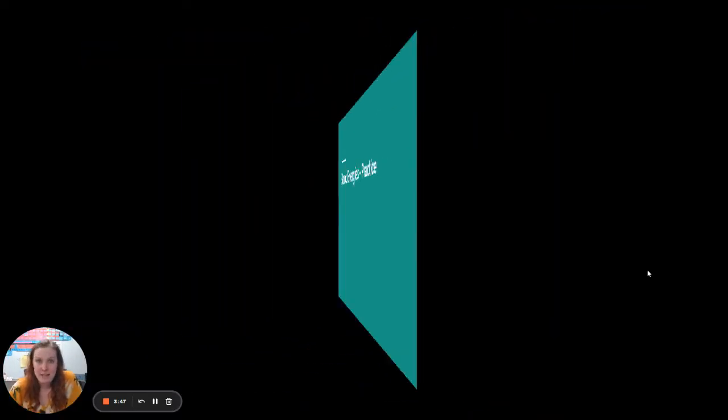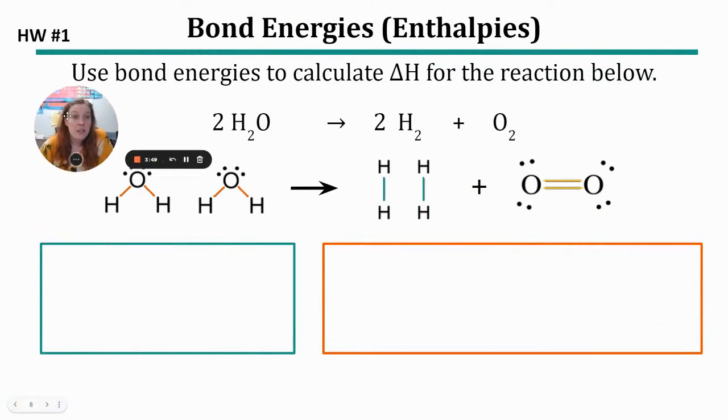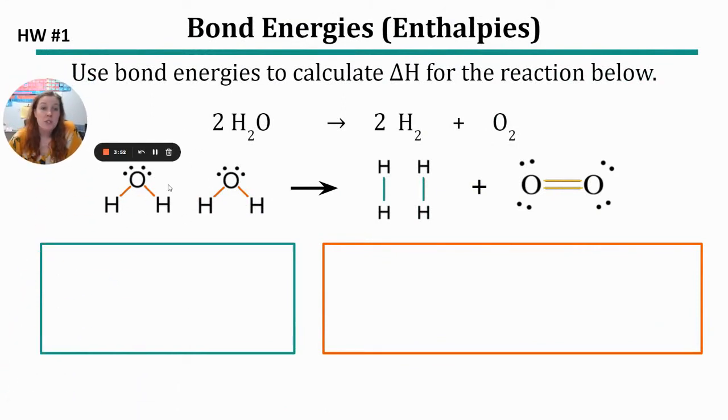So let's try a practice problem. So if we look here, we've got 2 moles of water that will decompose to form 2 moles of hydrogen and 1 mole of oxygen. So first we're going to look at the energies of all of the bonds broken. I'm going to break every single one of my bonds here. I have an H-O bond, an H-O bond, an H-O bond, and an H-O bond. And I actually like to cross them out as I go to keep track of which ones I've actually accounted for. So there are 4 O-H bonds.